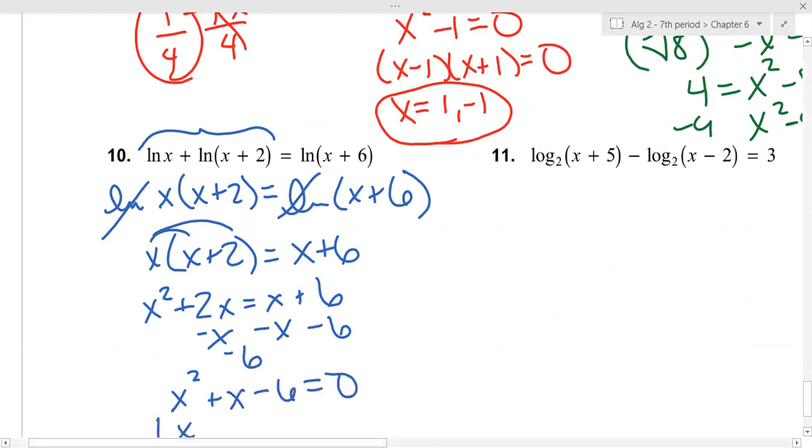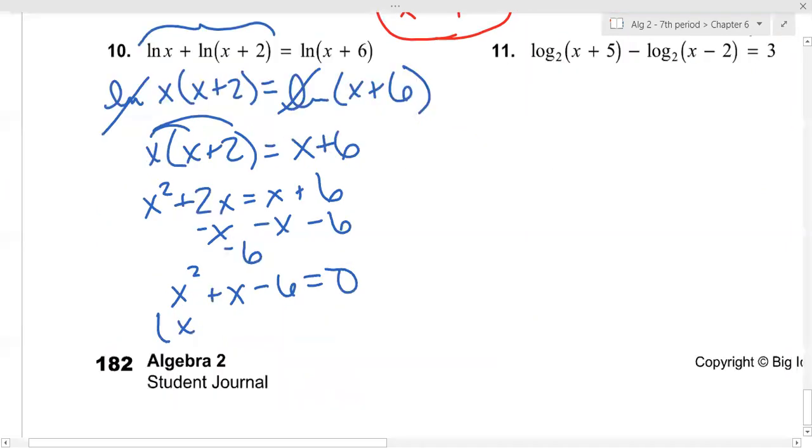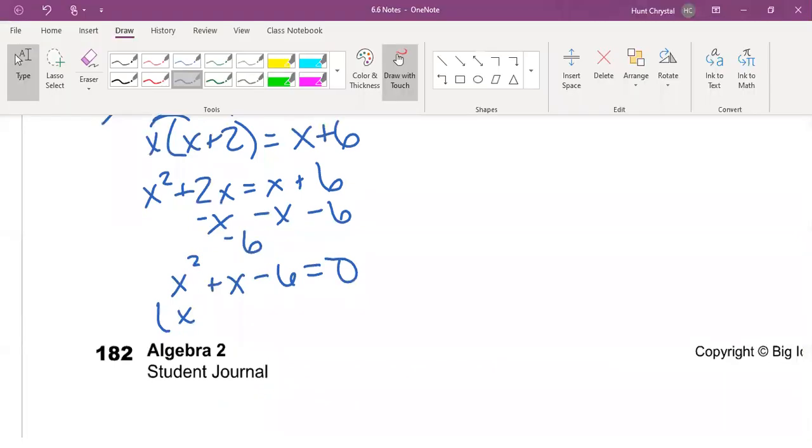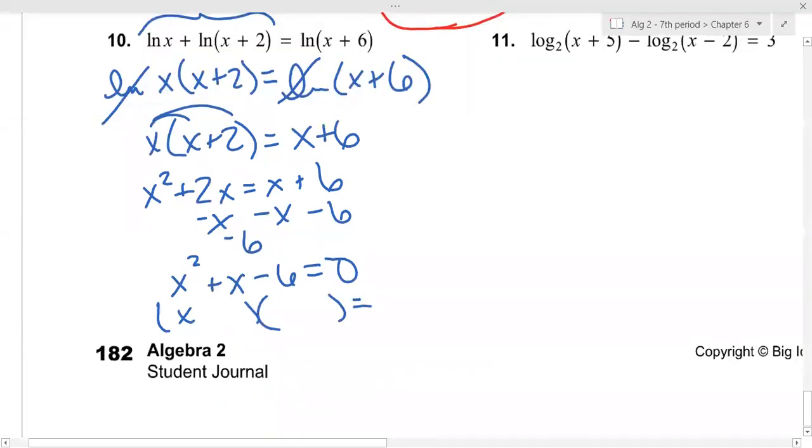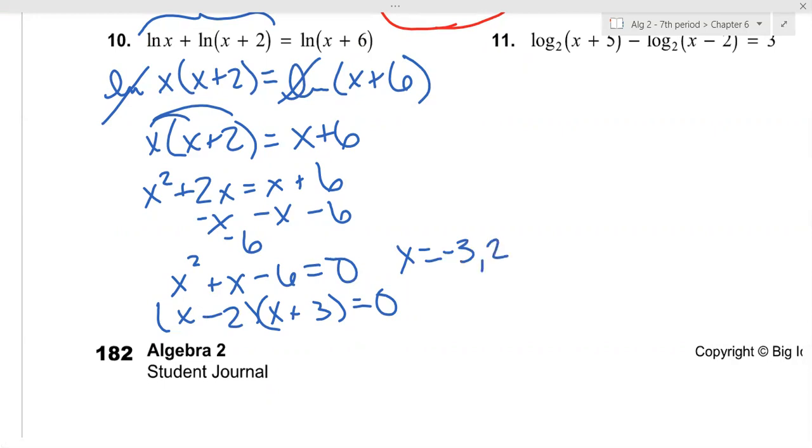And then I would factor. Let me pull this up for a second. I would factor using 3 and 2, positive, negative. Therefore, x is equal to -3 and +2.